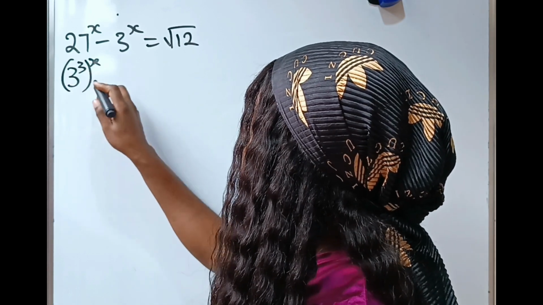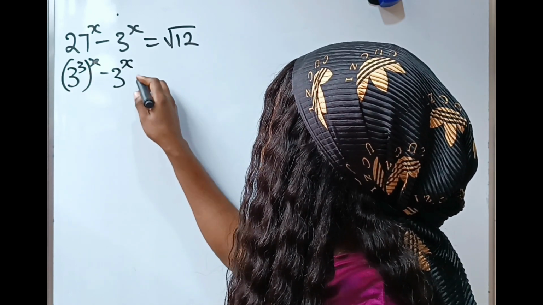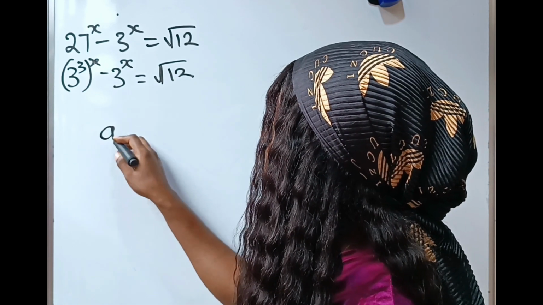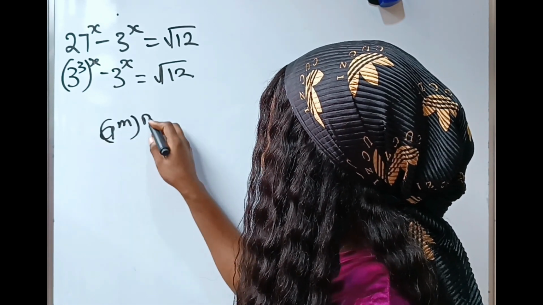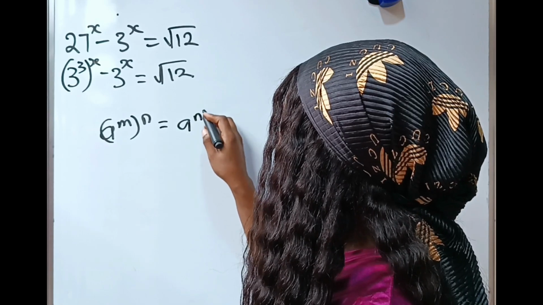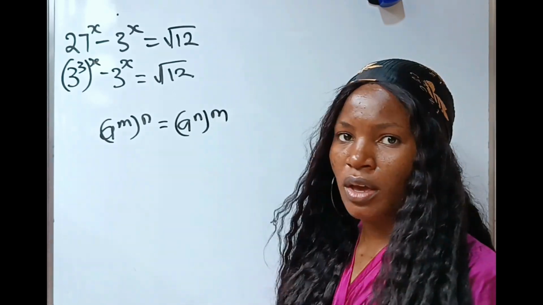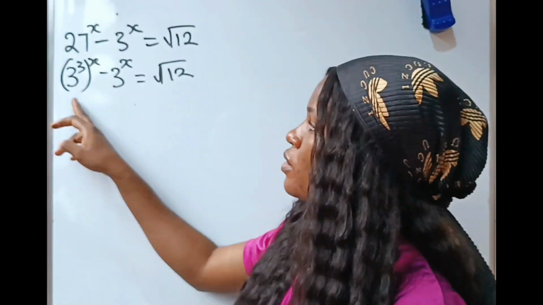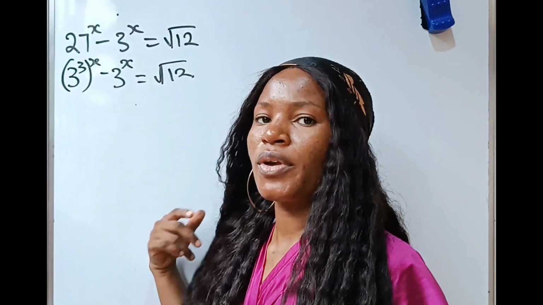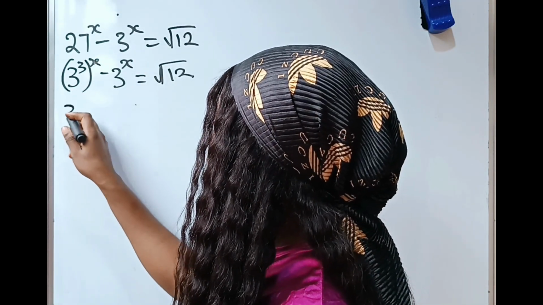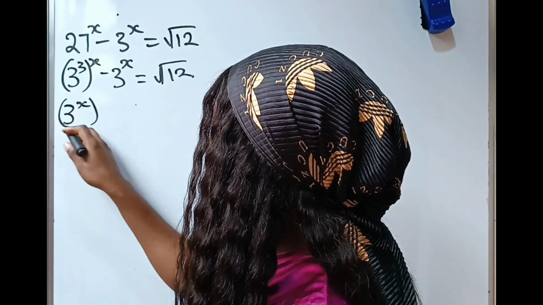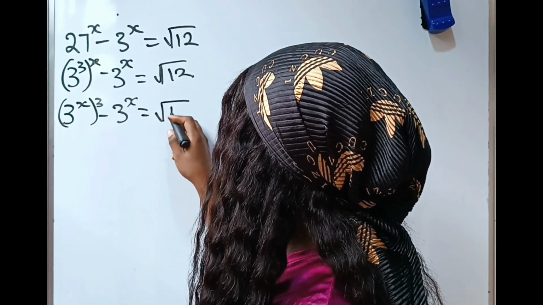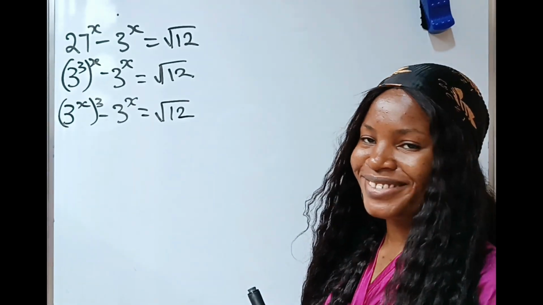Now raise to the power of x minus 3 to the power of x is equal to square root of 12. Now when you have a to the power of m raised to the power of n, it can be written as a to the power of n raised to the power of m. Yes, it's allowed. So we can bring this in and take the 3 out. So we write 3 to the power of x raised to the power of 3 minus 3 to the power of x is equal to square root of 12.